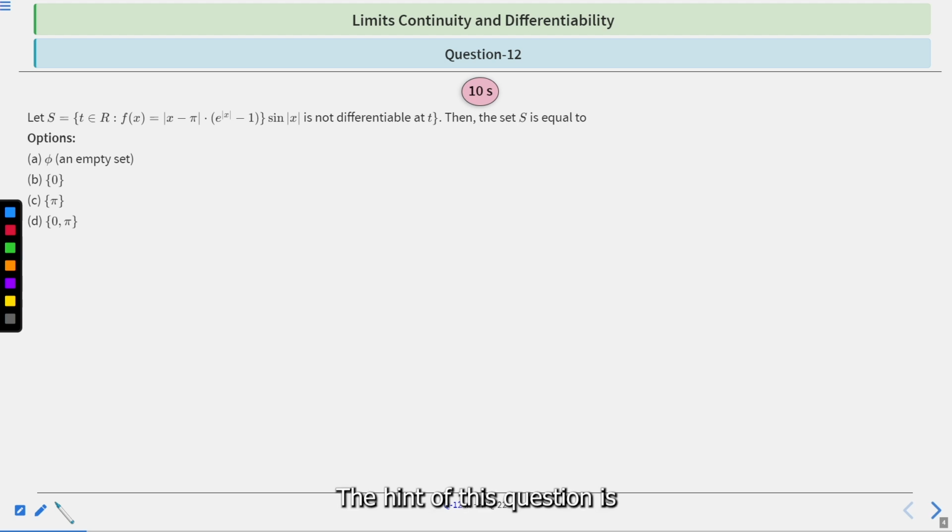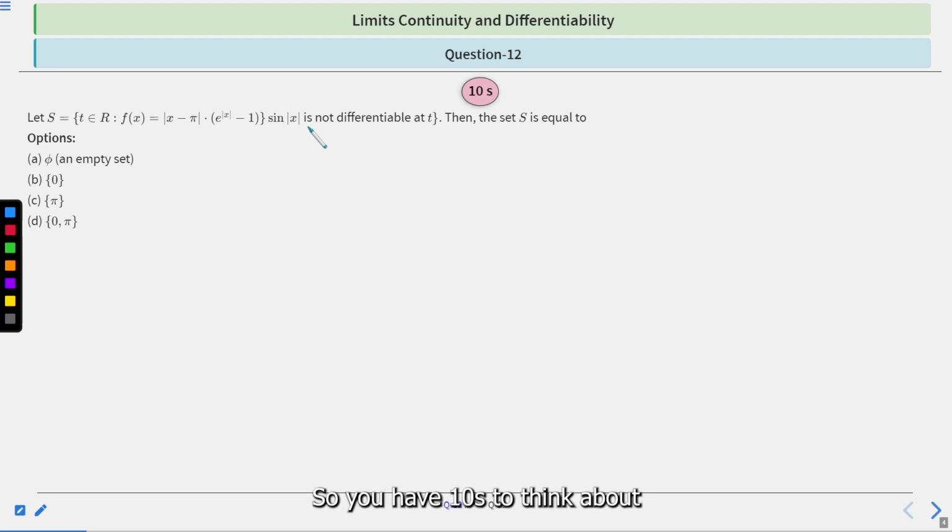The hint of this question is you have to break this function into a piecewise function. Here you can see that when x is less than π, it will be π minus x, and when x is greater than π, it will be x minus π. When x is greater than 0, this is simply e^(x−1) sin x. When x is less than 0, it is e^(−x−1) into sin(−x). So this is the hint for this question.